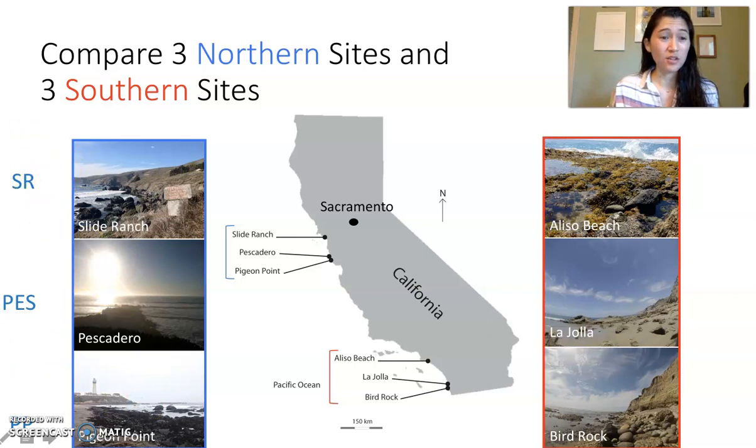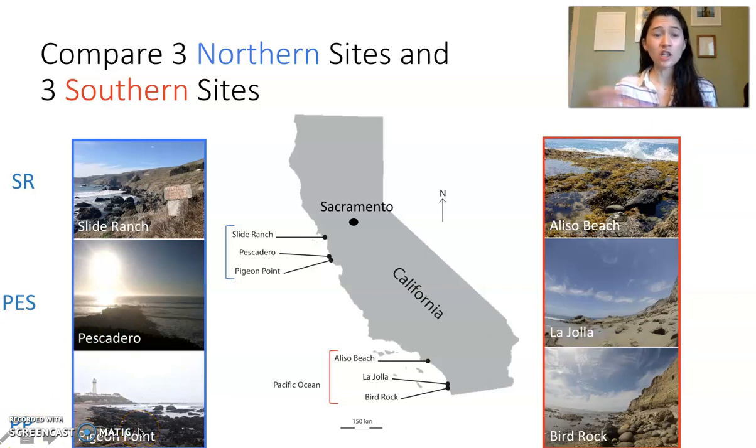There are the abbreviations that you'll see if you look at the data file. I'll explain more, but these are the abbreviations that you'll see for each of those sites. So SR is Slide Ranch, PES is Pescadero, and PP is Pigeon Point.